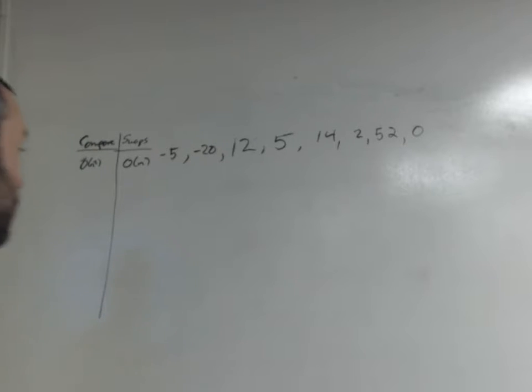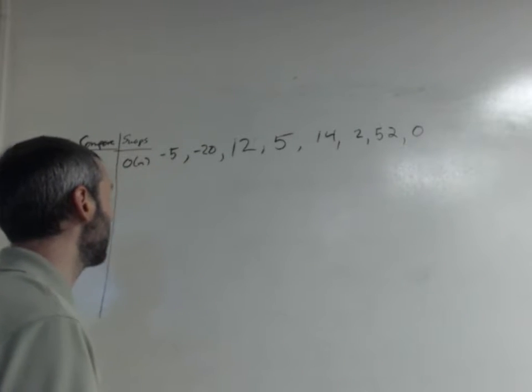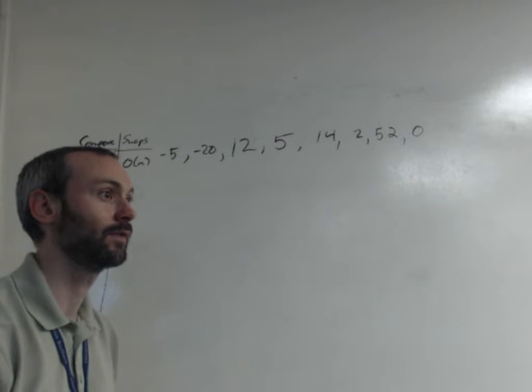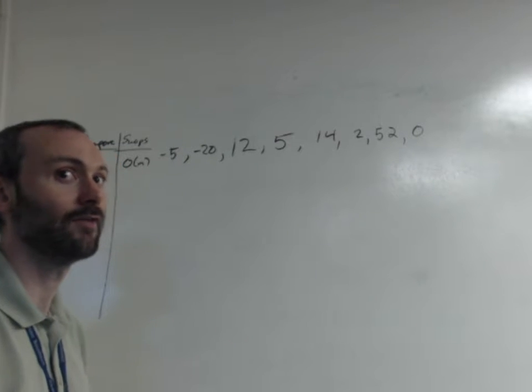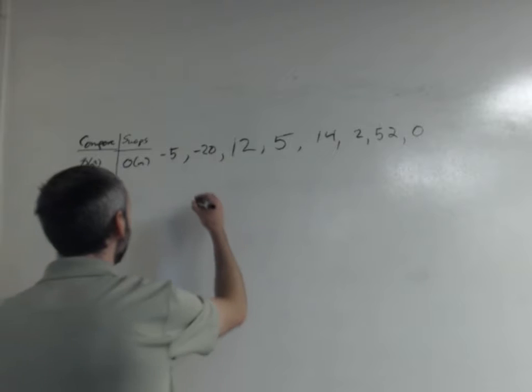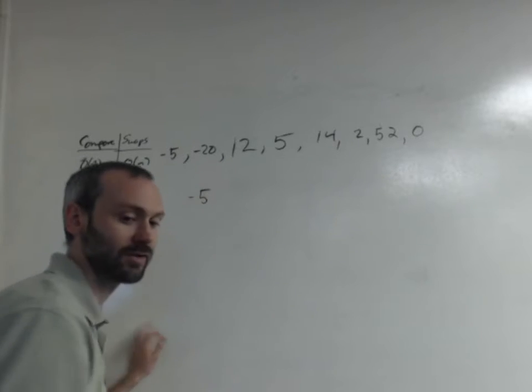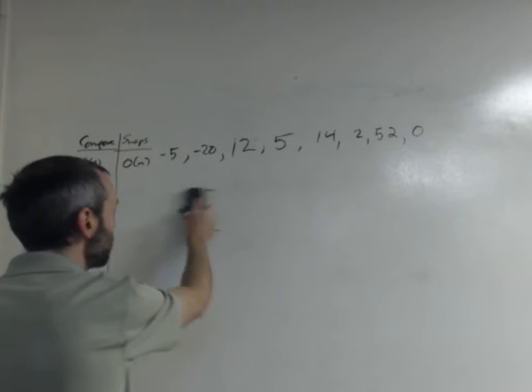So insertion sort, it's best to think of it as you're building the array up. So, first off, we're going to start with the beginning of the array, -5. And I'm going to start higher because that way I may run out of space.